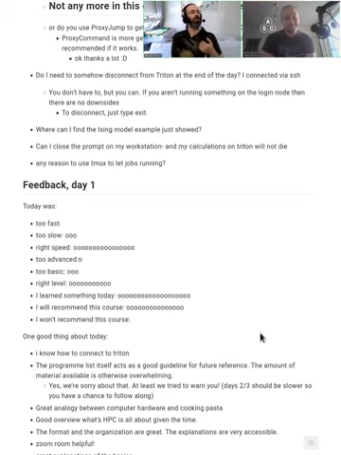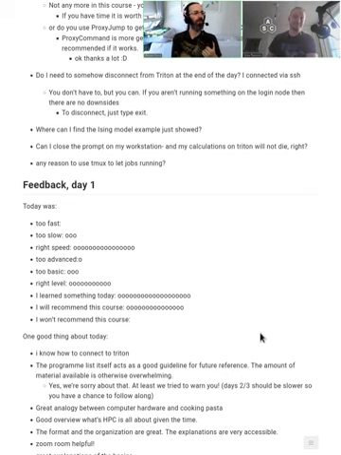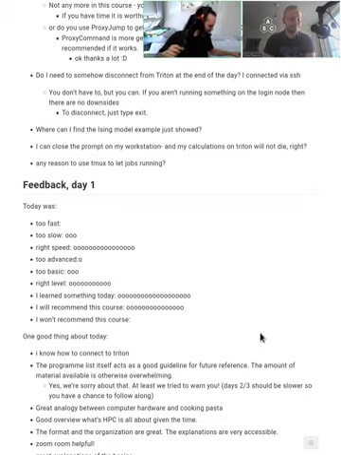There's a good question here, two related ones. Can I close the prompt on my workstation and calculations will not die, right? If you're using sbatch, then they won't die. If you're running just straight there, then yes, they will. And then, is there any reason to use tmux to keep jobs running? Well, again, it's the question of interactivity and non-interactivity.